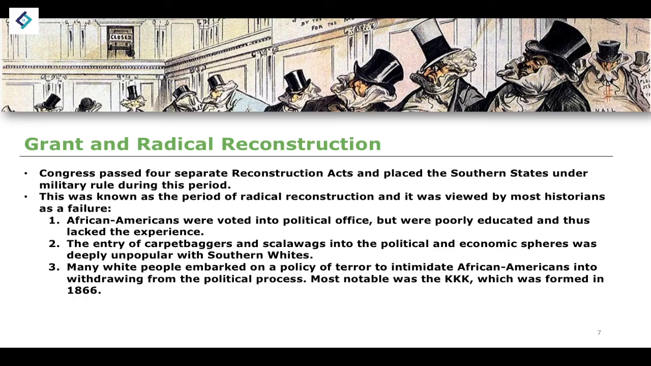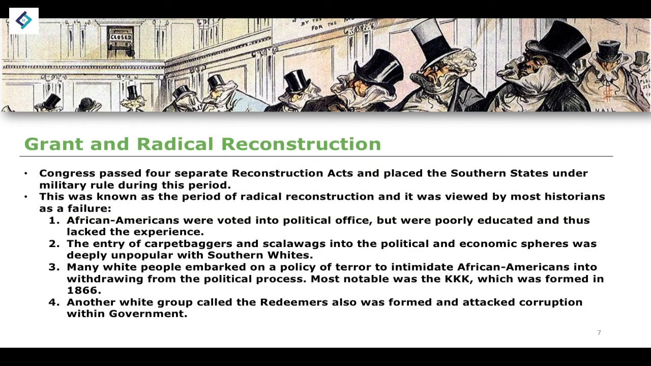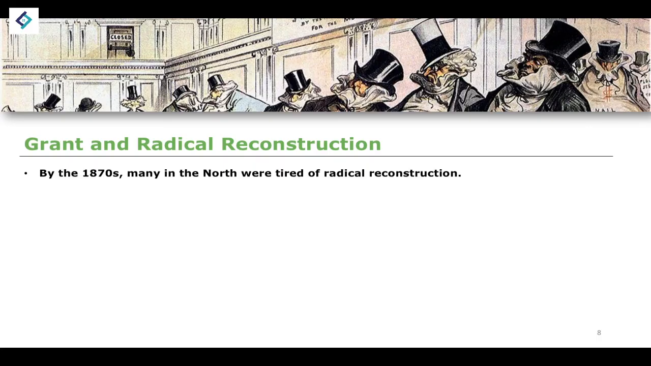Most notable was the KKK, the Ku Klux Klan, which was formed in 1866. We will come back to the Ku Klux Klan at multiple points during this period. We will see them have a bit of a resurgence after the Civil War, then they will fade away into obscurity, and then they will be back again as we get into the 20th century and things like civil rights and segregation. Another white group, called the Redeemers, was also formed, and they would attack corruption within government.